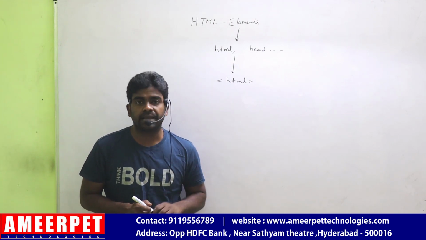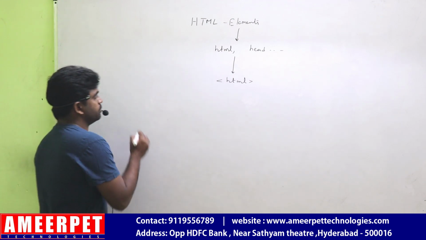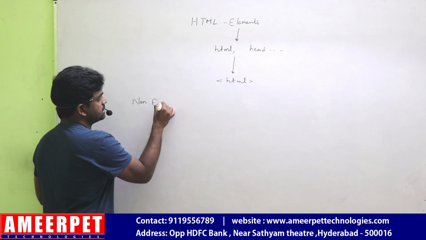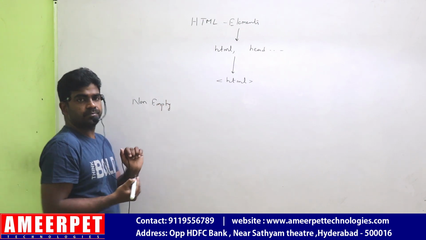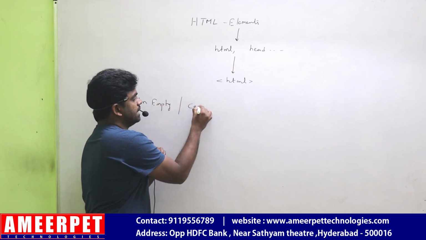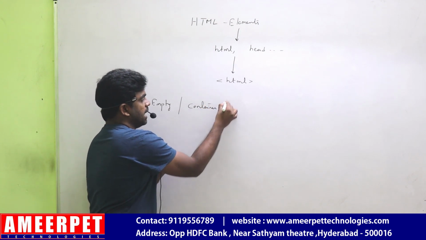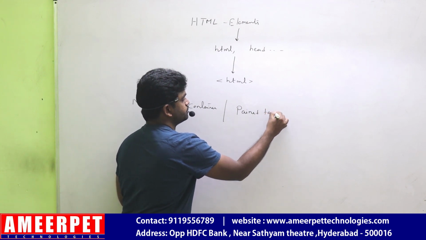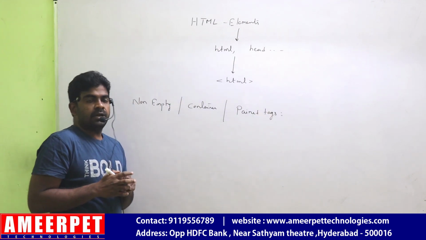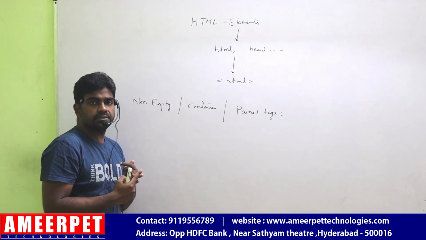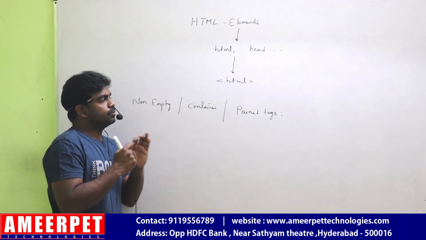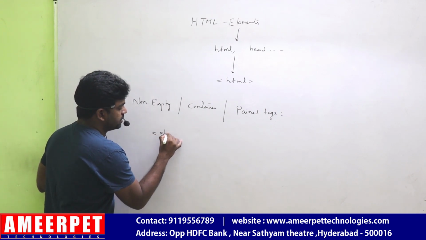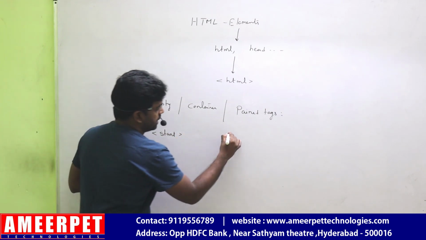How many types of tags are there? There are two types of tags. The first one is called non-empty tags or non-empty elements. We can also call them container tags, and we can also call them paired tags. Any name you can give: non-empty tags, paired tags or container tags. So what does it contain exactly? It contains the start tag as well as the end tag.